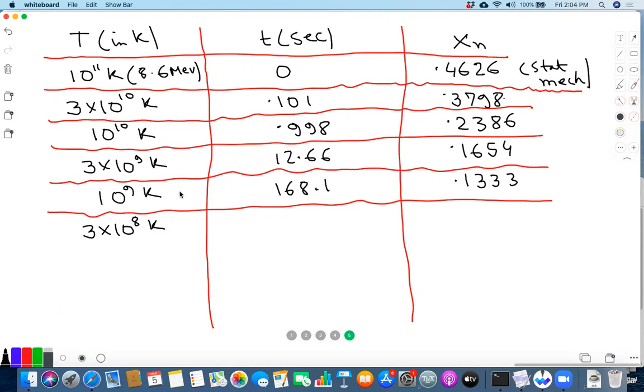This is important. So this is 100 times this, so 0.086 MeV here.